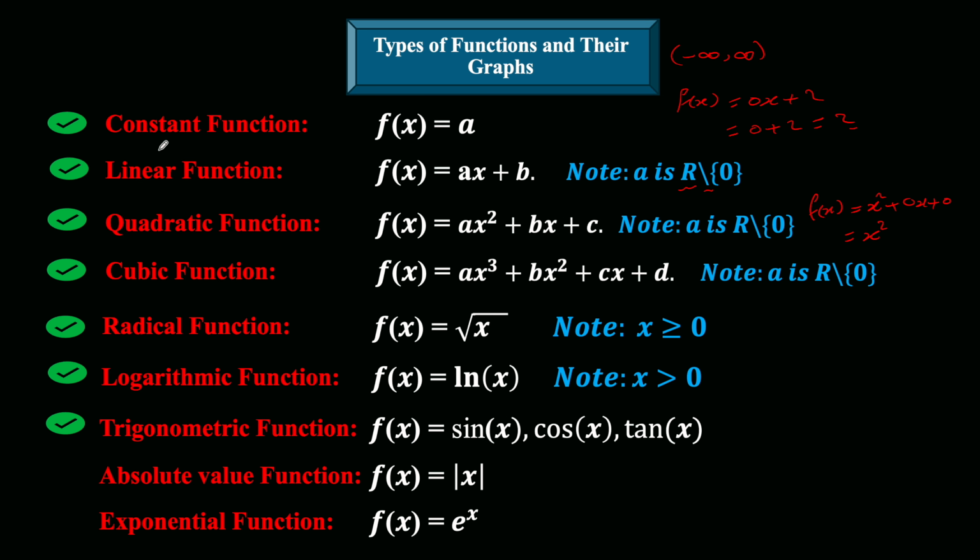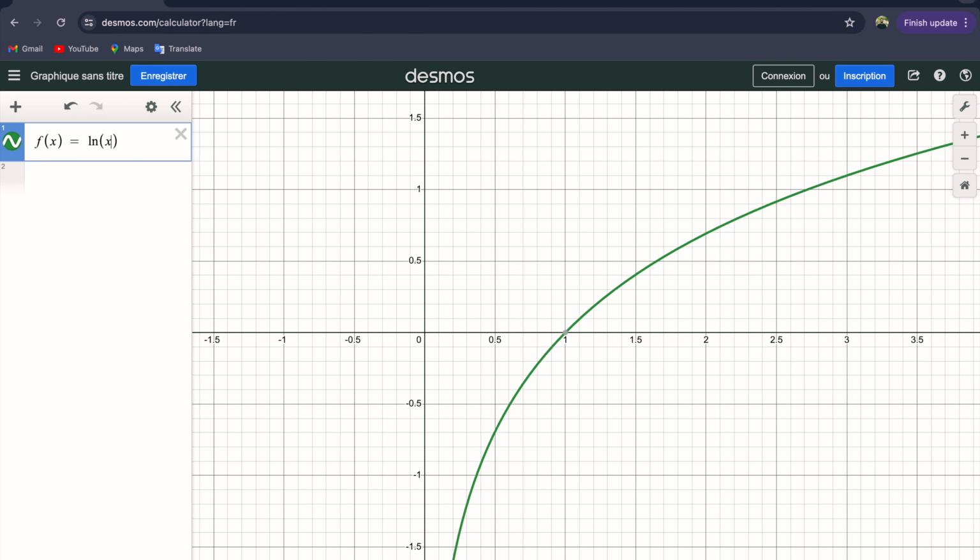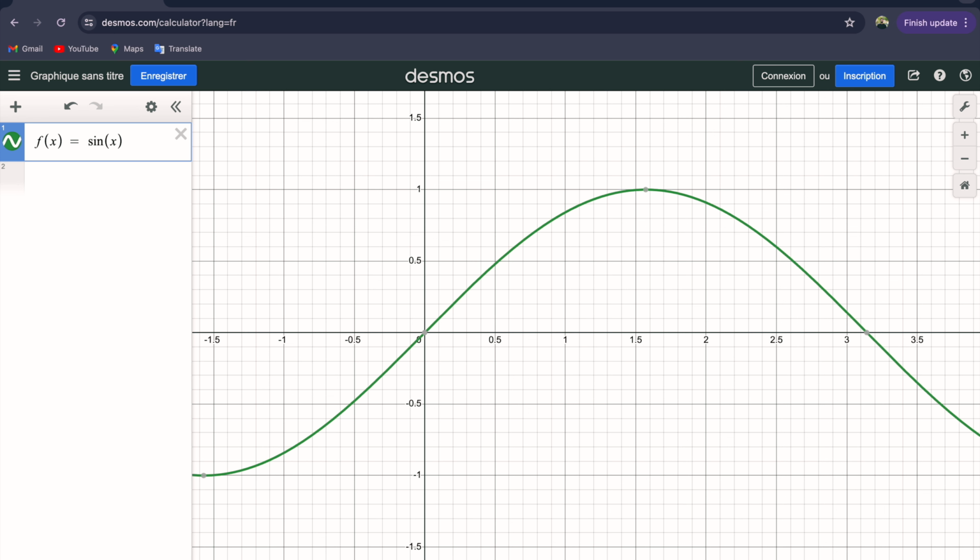Now function number 7 is the trigonometric function, which is given by f of x is equal to sine of x, or cosine of x, or tangent of x. Let's see it with Desmos. We just take sine of x. You see, sine of x is always given this way. It comes from infinity, it crosses the origin, 0 on the y-axis, 0 on the x-axis, and it continues to infinity. It is always between 1 and minus 1 on the y-axis. Keep in mind it crosses the origin.